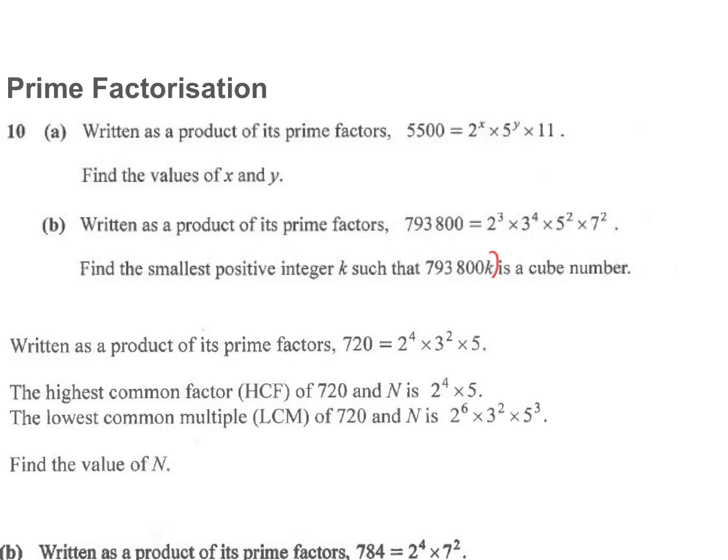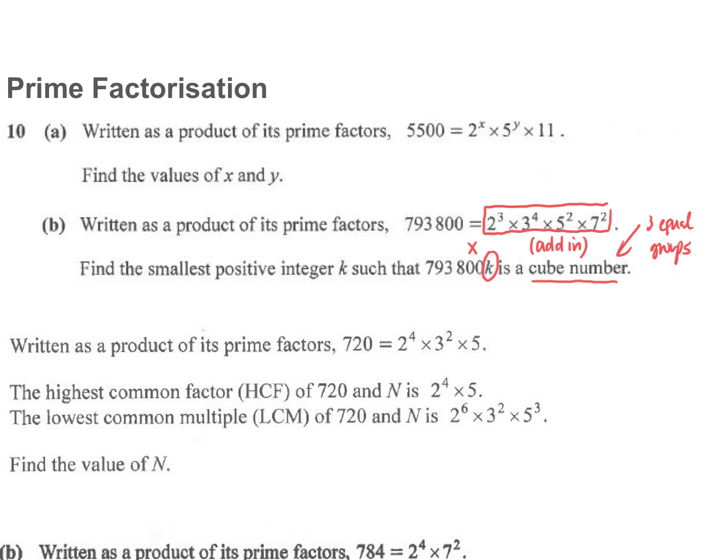So when you see this, when it's multiplied, it means they want you to add in numbers. So this is the number that I have. They want you to make it into a cube number. So cube number means 3 equal groups. Remember that. 3 equal groups.